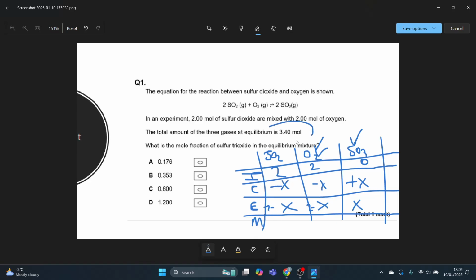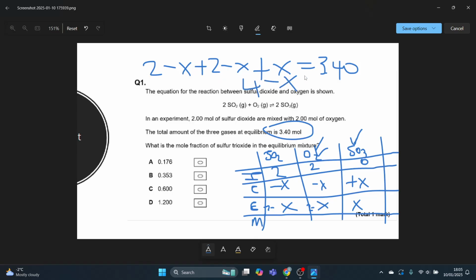And that is equal to 3.40. So 2 minus x plus 2 minus x plus x equals 3.40. Just a bit of algebra. Minus x, minus x, plus x gives minus x, and 2 plus 2 is 4. 4 minus x equals 3.40. X equals 0.60. Okay, what's the mole fraction of sulfur trioxide in equilibrium mixture?